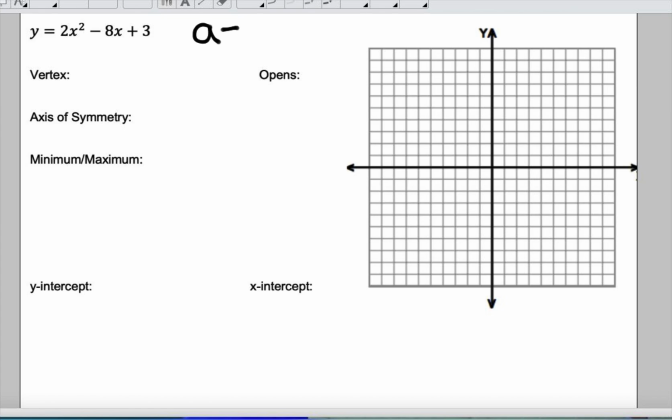So again, if you want to write it, you can say, all right, well, the a value is right there. It's 2. It's the first leading coefficient, right? The b value is negative 8. That's in front of the next x. And then the c value is 3.